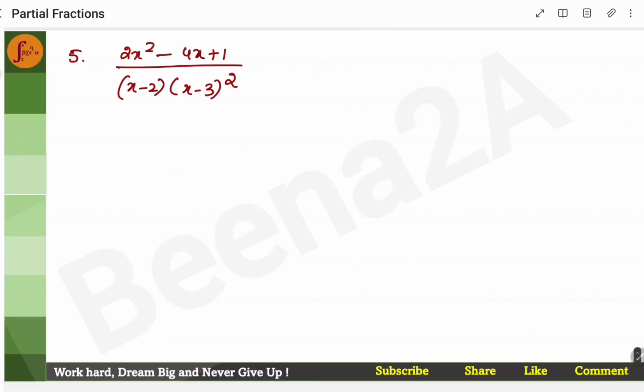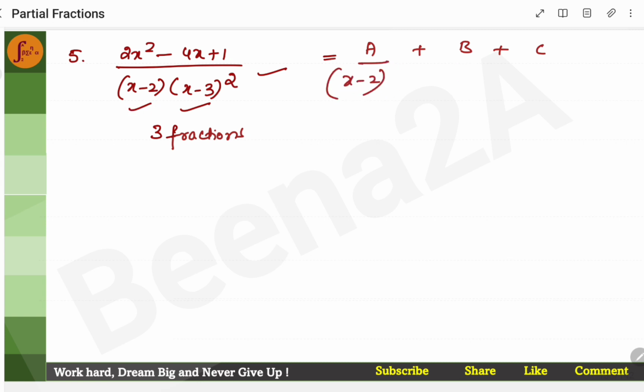So let's take this particular problem now. Again, repeated factor we have. So we'll split this into 3 fractions, right? You have repeated factor here and then you have this one. So you'll have A plus B plus C. We'll put the first term x minus 2. Here we'll put x minus 3 and here we'll put x minus 3 the whole square.